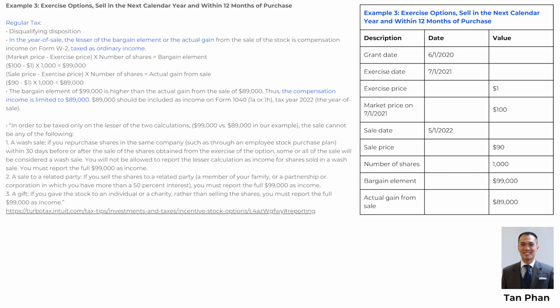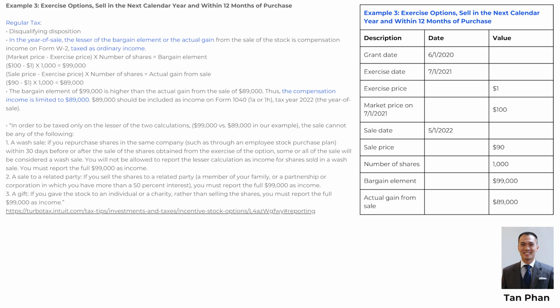In order to be taxed only on the lesser of the two calculations, $99,000 versus $89,000 in our example, the sales cannot be any of the following. 1. A wash sale. If you repurchase shares in the same company, such as through an employee stock purchase plan, within 30 days before or after the sale of the shares obtained from the exercise of the option, some or all of the sales will be considered a wash sale. You will not be allowed to report the lesser calculation as income for the shares sold in a wash sale. You must report the full $99,000 as income.